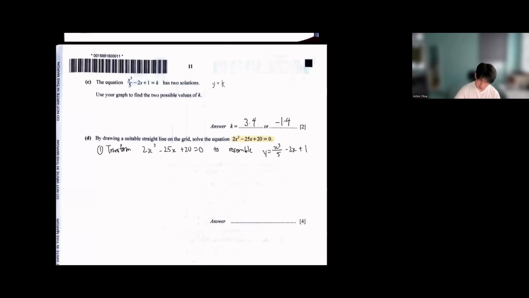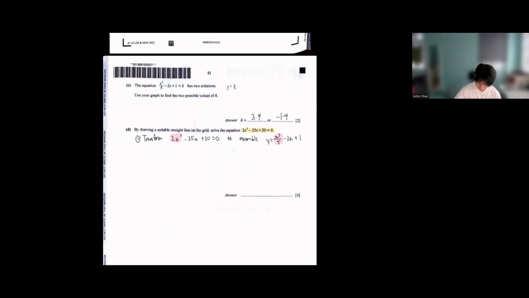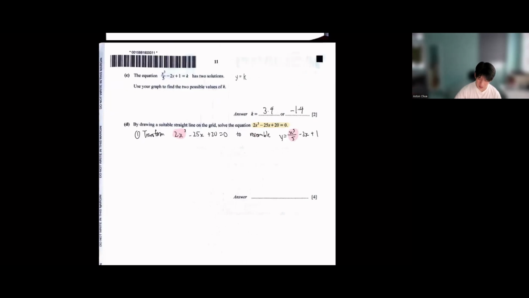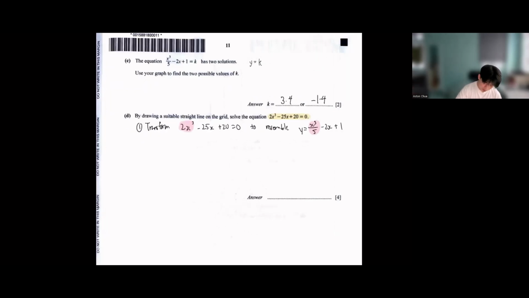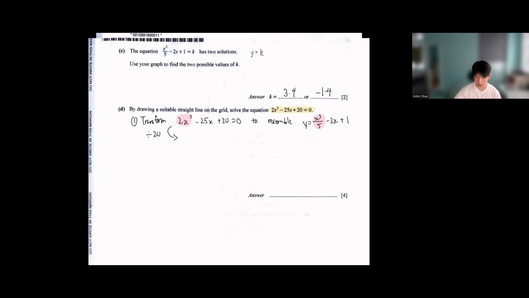So you want to make sure that this and this have the same coefficient. So let's take a look. So actually we can divide this by 20. Divide by 20, so that we will get, sorry, not 20, divide by 10, so that we will get the similar equation.